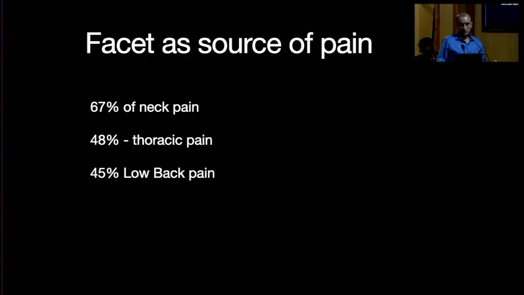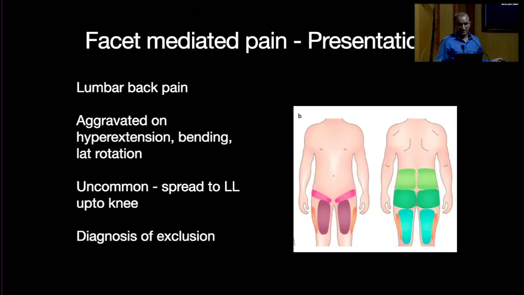Transforaminal blocks, we have already discussed at length in the morning, so I'm not going to that. Facet, I'll focus on a few very important aspects, which are practical tips. 67% of neck pain is secondary to facet, especially chronic neck pain. 48% of thoracic pain and 45% of low back pain. I must tell you, 10 years before, I hardly thought about facet as the source of pain. So many patients coming to my clinic. And this data sort of opens our eyes to the times we are missing the cause of the pain generator.